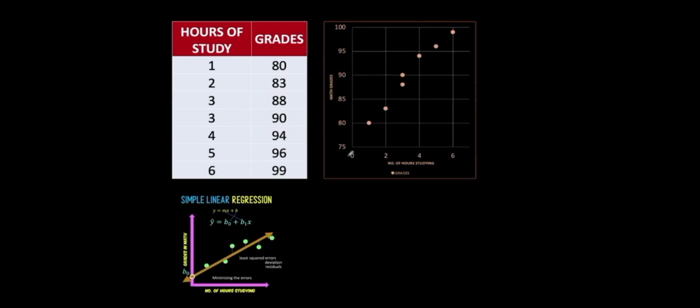For 1 hour of study, the grade in mathematics is 80. For a student who studied 2 hours, his grade is 83, 3 hours 88, 3 hours 90, 4 hours 94, 5 hours 96, and 6 hours 99. Our goal is to model this data using simple linear regression. So let's construct the scatter plot. In the horizontal axis, we have the number of hours of studying. In the vertical axis, we have the math grades. So 1 hour of studying resulted to a grade of 80, 2 hours, 83, and so on.